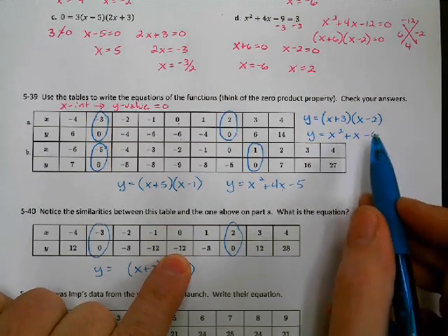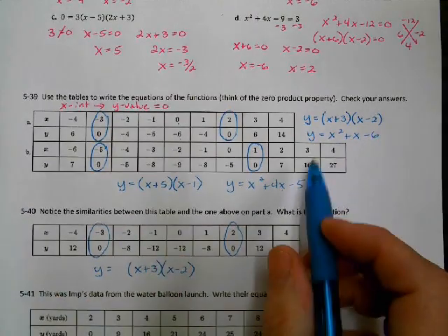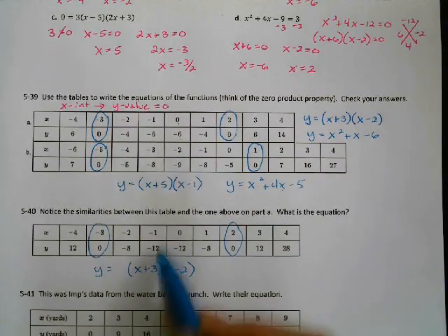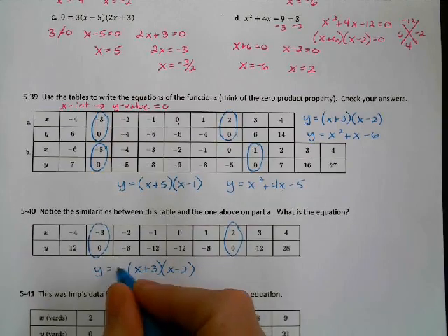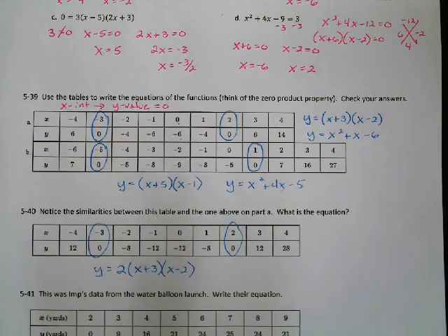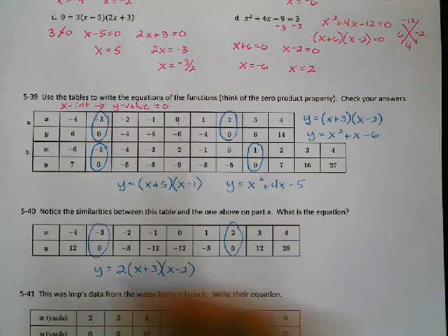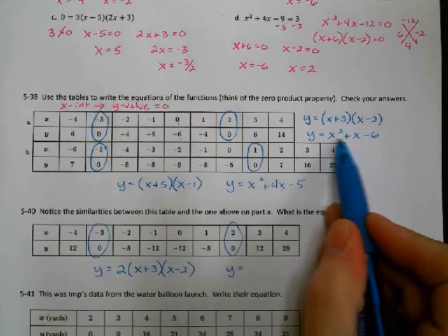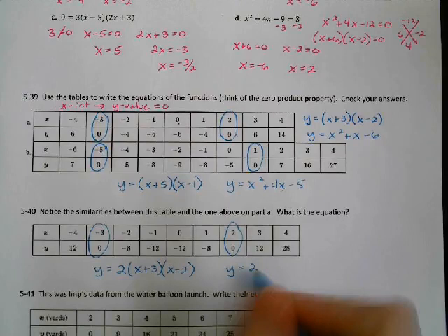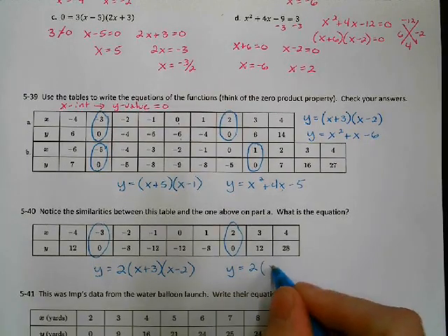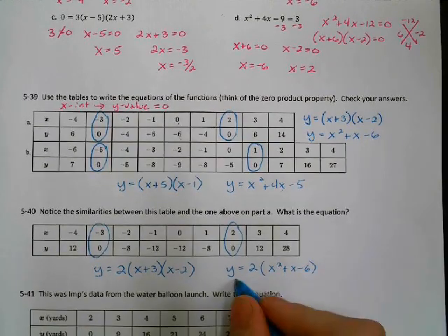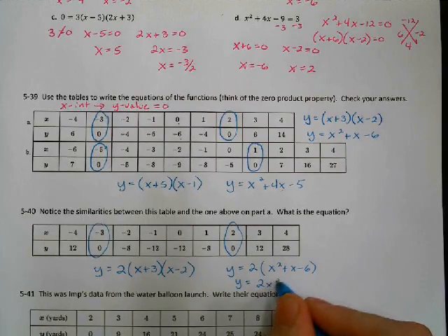But what I do notice is 6, 12, negative 4, negative 8, negative 6, negative 12, negative 6, negative 12. All of these are doubled. So what I can do is just write out a 2 over here to double all my answers. So if I write this out, x plus 3 times x minus 2, we said was x squared plus x minus 6. The 2's still out there. Now if I distribute that 2, I end up with y equals 2x squared plus 2x minus 12.